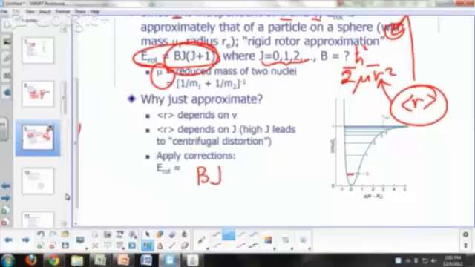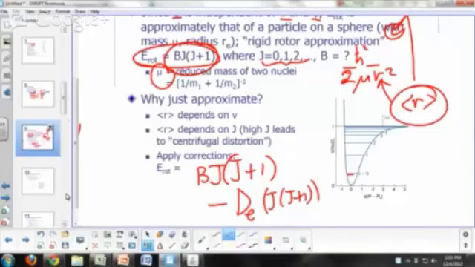So, what did we have in the lab? BJ(J plus 1) minus a centrifugal correction term. This D sub e is not the same thing as the D sub e we had earlier. That one's dissociation energy. This one is a centrifugal distortion constant times J squared (J plus 1) squared.